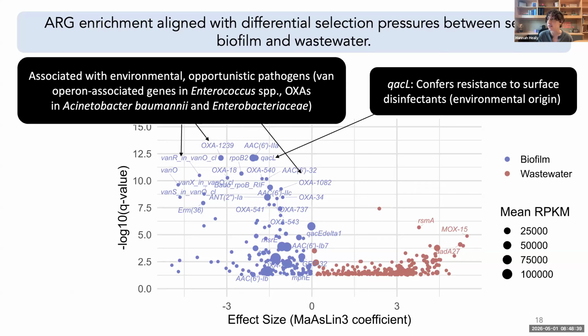surface disinfectant. So this would have environmental origin, because it's not an antibiotic that people take. This further demonstrates that biofilms are hotspots for resistance genes that are of environmental origin and not necessarily of human origin.